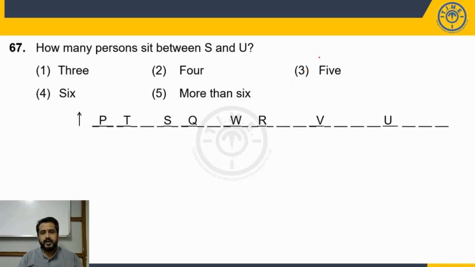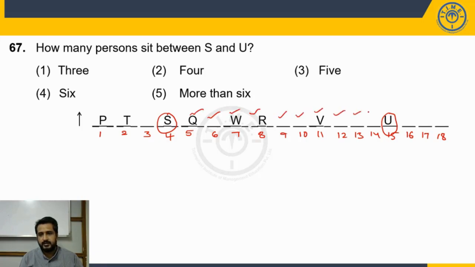How many persons sit between S and U? S is here and U is here. When we solved the puzzle, we got a total of 18 persons. Let's cross check it. 6, 7, 8, 9, 10, 11, 12, 13, 14, 15, 16, 17, 18. Okay, it is perfectly matching. Now, how many persons sit between S and U? 1, 2, 3, 4, 5, 6, 7, 8, 9, 10 people. So, the answer is more than 6.